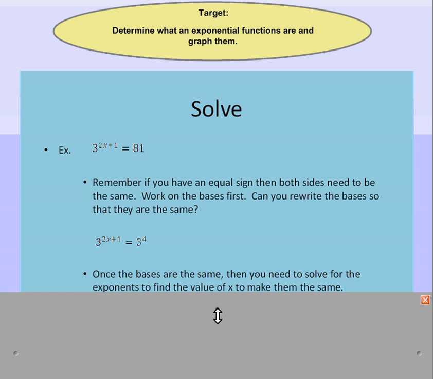Now that the bases are the same, and we need to solve for when they are equal, the exponents need to be the same. It's not that the bases cancel out, it comes down to just that the exponents need to be the same. So we set 2x plus 1 equal to 4, solve, and get x equal to 3/2.